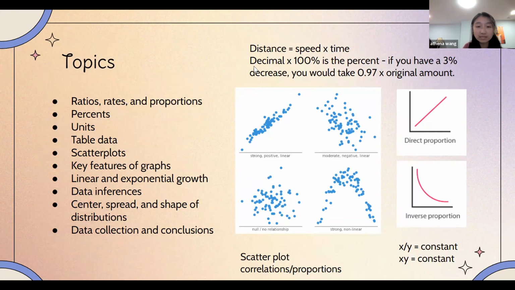For the ratios, rates, and proportions, I think one thing that they're going to talk a lot about would be the relationship between distance, speed, and time. So just remember, distance is the speed times the time.